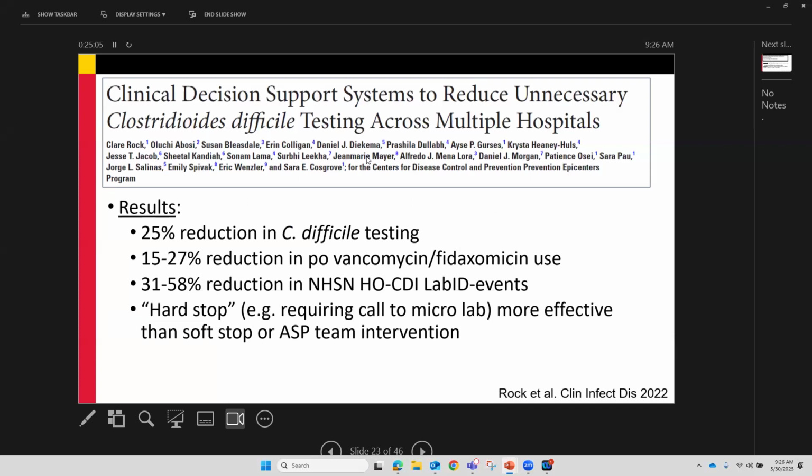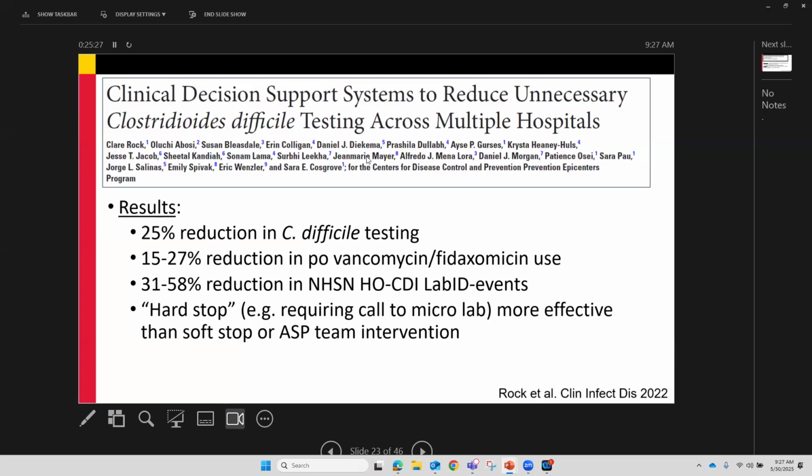And that used hard stops. So when you try to order a C. diff test, if you're on a laxative, the computer says, no, you can't order that because they're on a laxative. Call the lab if you want to get the test still. That works better than having a soft stop or kind of guidance to say, are you sure you really want this test? They're on a laxative, because doctors often will just click through it and say, yeah, I want it.